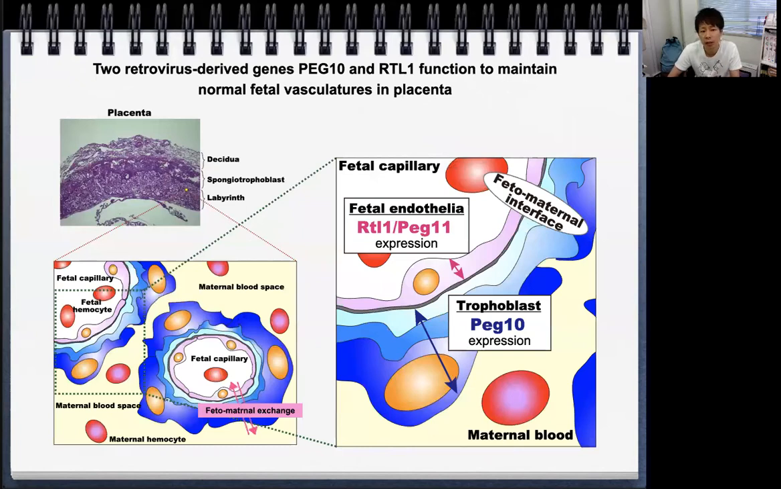Previously, we have demonstrated that RTL1, which was introduced at the top of this talk, derived from the same retrovirus as PEG10, is also essential for the maintenance of the fetal capillaries in the placenta. The important thing here is that RTL1 is only expressed in endothelial cells, in contrast to PEG10. This demonstrates that the two retrovirus-derived genes, PEG10 and RTL1, function on either side of the fetal-maternal interface and act in a cooperative manner so as to maintain a normal fetal vasculature and fetal-maternal exchange. At this time, the mechanism remains unknown. However, we speculate its involvement in the immune tolerance of the mother to embryo antigen as one possibility.